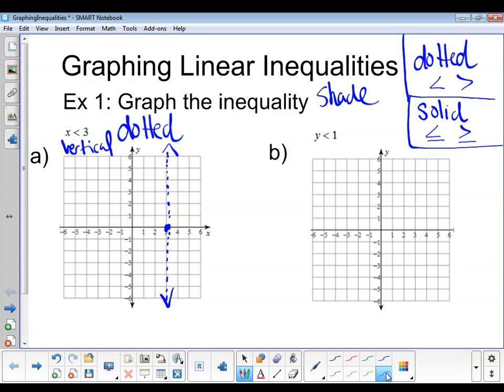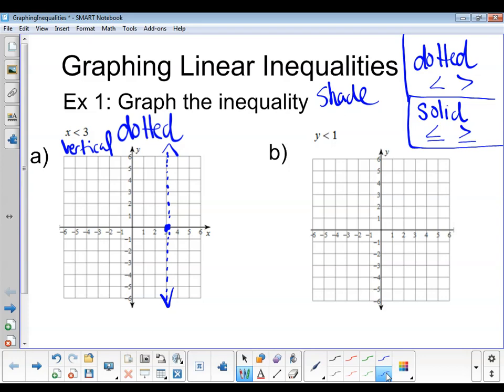So now we want to look at the inequality. My inequality is less than. This is the only situation where you can't think about above and below because vertical lines do not have an above or a below. They have a left and a right. So you need to think about where all the values of x are less than 3.